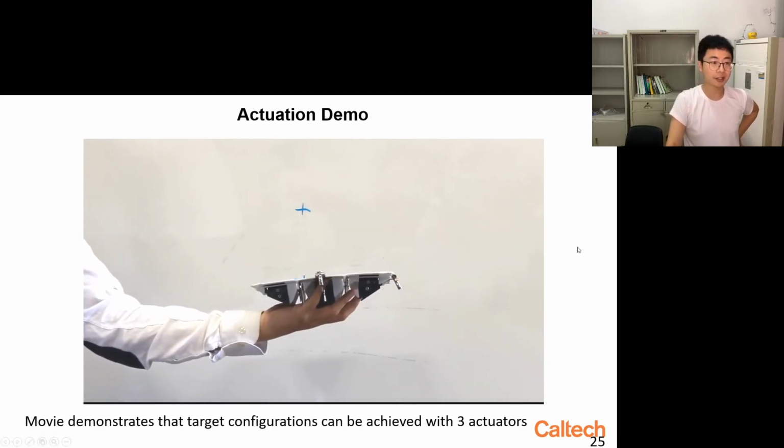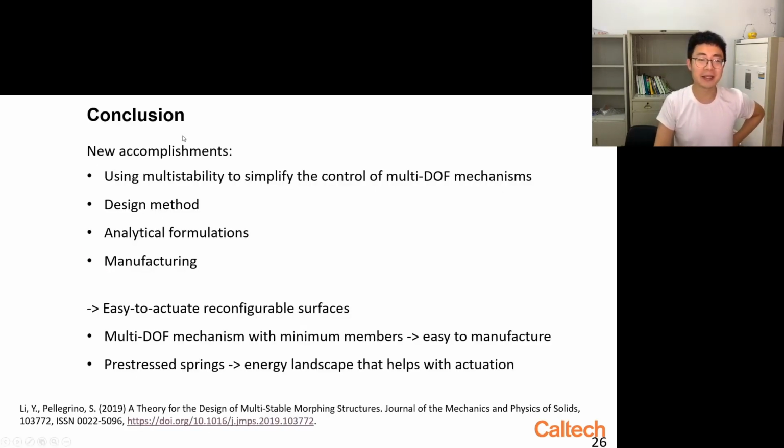Okay, so it works, right? Now we don't need 12 actuators, we only need 3. So that's an improvement. And the conclusion is, I think it's the first time people propose, say, oh, we can use multi-stability to simplify the control of multi-degree freedom mechanisms.